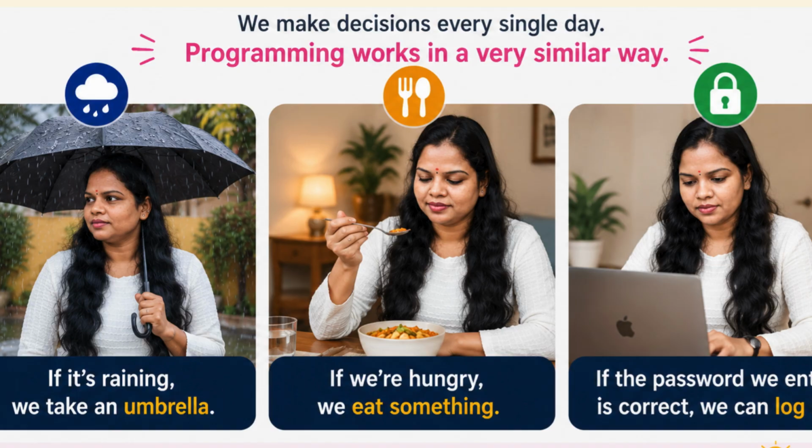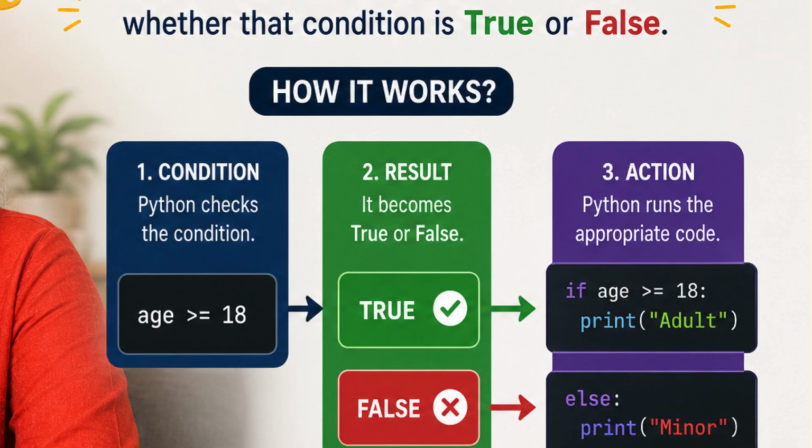Think about decisions we make in everyday life. If it is raining, we take an umbrella. If we are hungry, we eat something. If the password we enter is correct, we can log in. Programming works in a very similar way. Python can check a condition and decide what code should run based on whether that condition is true or false. And we do this using three important keywords: if, else if, and else.